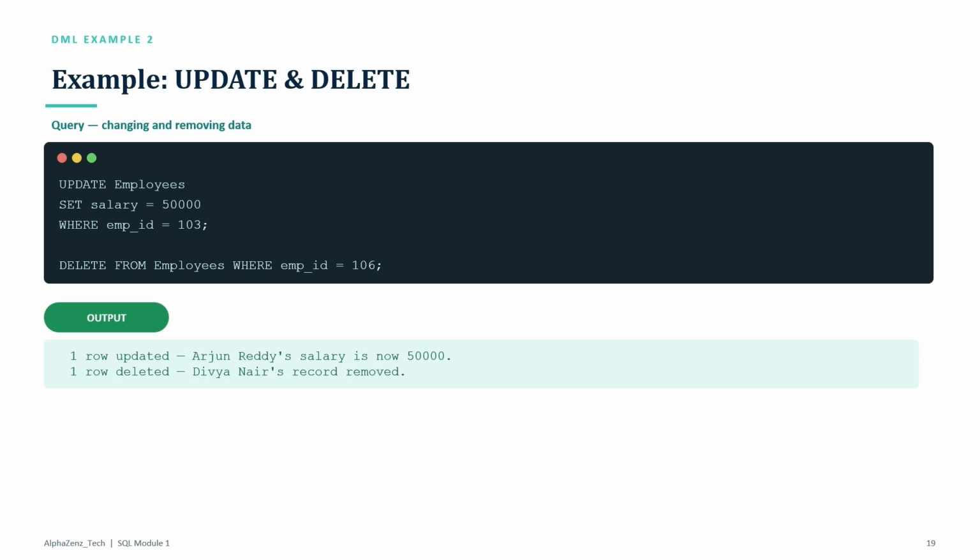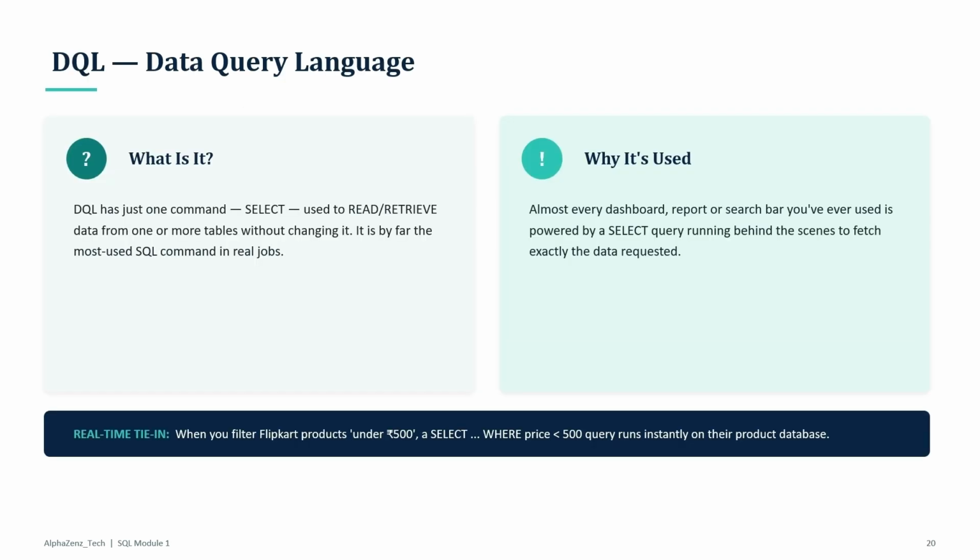Slide 24, DML example 2, update and delete. Now update employees, set salary equals 50,000, where EMP_ID equals 103. This changes Arjun Reddy's salary specifically. Notice the where clause. Without it, this would update every employee's salary, which is a very common and very dangerous mistake. Always double check your where clause. Delete from employees where EMP_ID equals 106. This removes Divya Nair's record we just added. Output, one row updated, one row deleted.